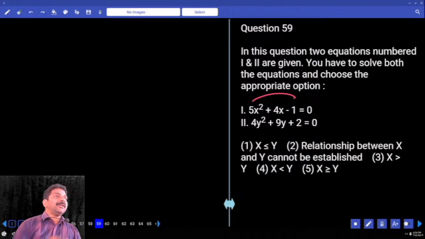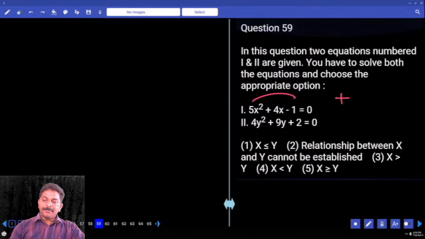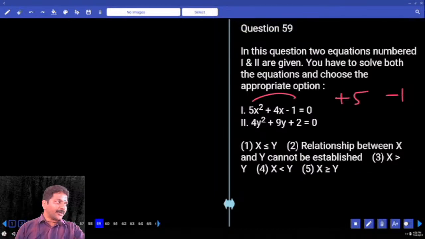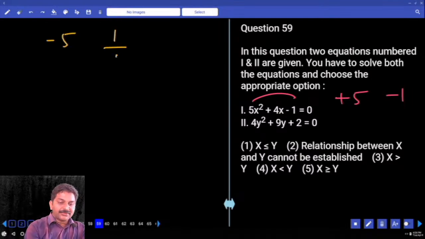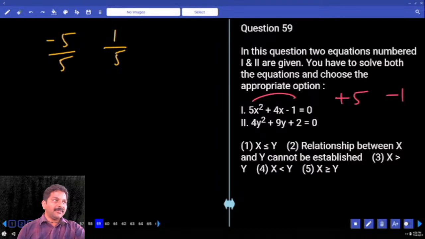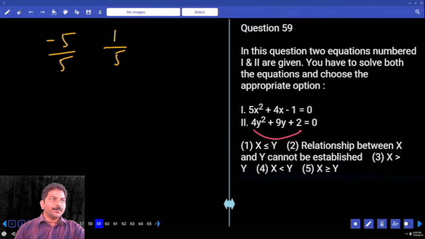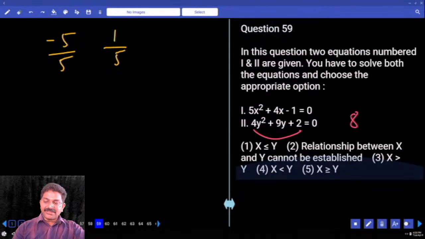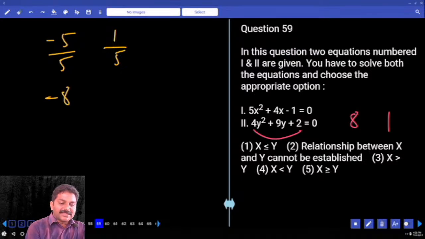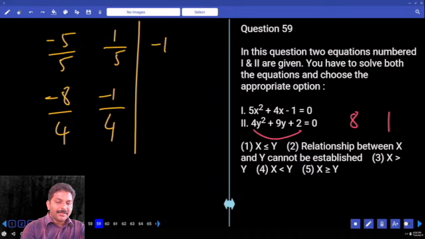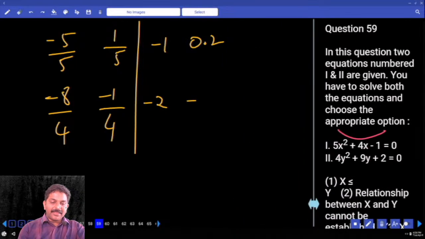Product must be negative number, matladali. And sum must be plus 4 only. Combination plus 5 minus 1. Product is minus 5, sum is plus 4. Factors are minus 5 plus 1 divided by coefficient of x square. Antena? 4 into 2. Sum must be 9. Then combination is 8 comma 1, minus 8 minus 1 divided by 4. This is minus 1, positive number 0.2. Minus 2 minus 1 by 4.